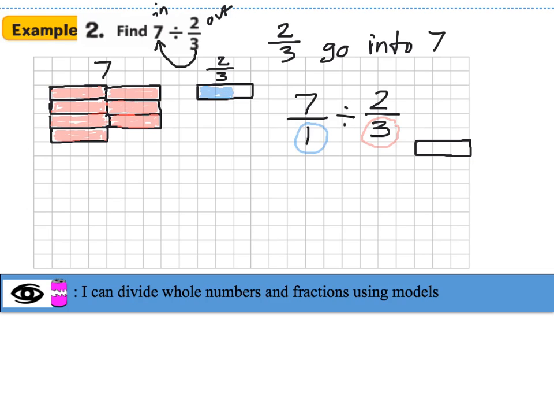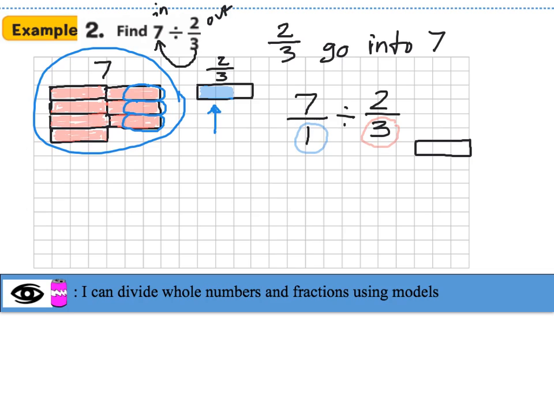Okay, because it's not 1 whole, it's 2/3. So now if I look at my divisor, I have 2 squares here. I want to see how many times these 2 squares go into my dividend. So let's go ahead and look for 2 squares. I see 2 squares right here. I see another 2 squares here, and another 2 squares here.